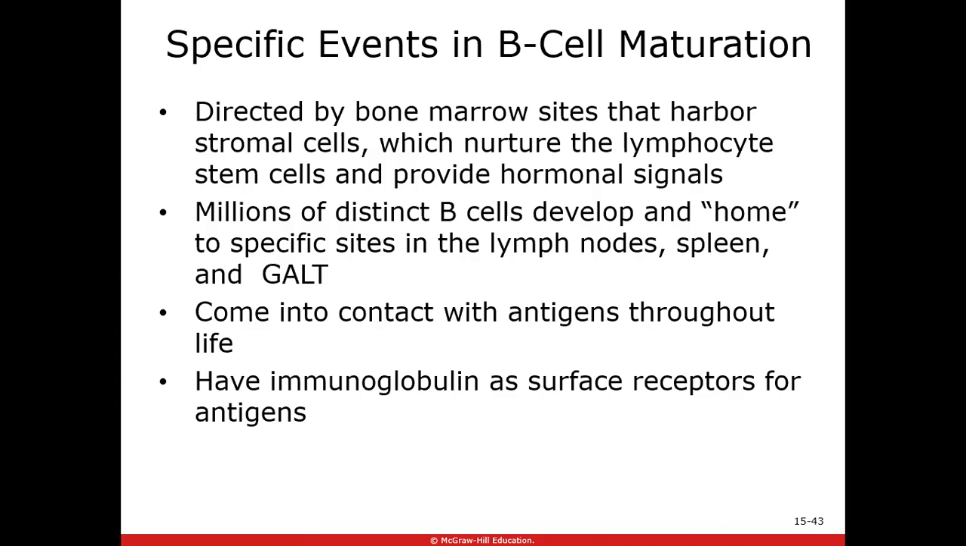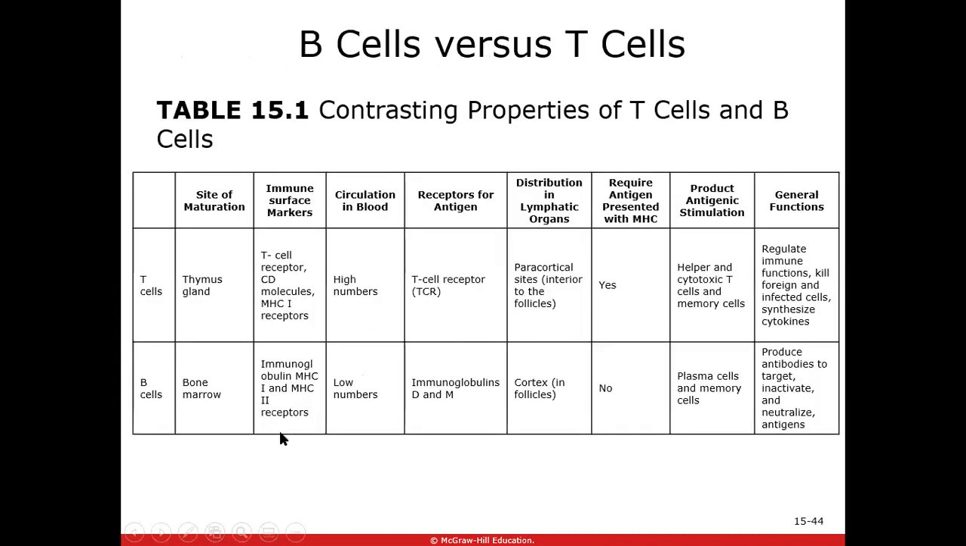B cell maturation is directed by bone marrow sites. B cells will come in contact with antigens throughout their life, and they'll have immunoglobulin as surface receptors for antigens. And so you contrast the properties of T and B cells. You won't really have to know this table.